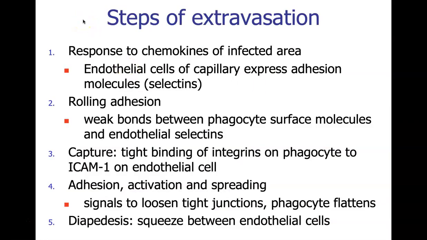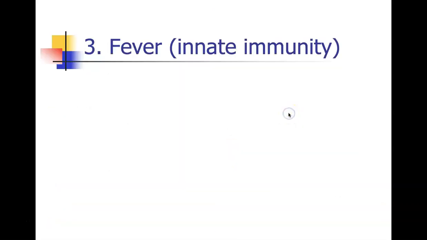Okay. So we get a response to chemokines in the area by those phagocytic cells. We get rolling adhesion, where you have weak bonds between phagocyte surface molecules and endothelial selectins. Capture, adhesion, and the diapedesis, where they actually squeeze between the endothelial cells in order to attack that pathogen. Okay, that's part 2, phagocytes.